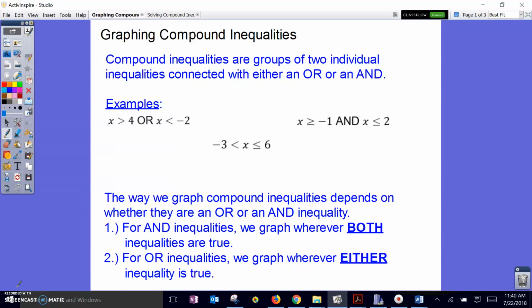Alright, in this video we're going to talk about how we graph compound inequalities. What is a compound inequality? A compound inequality is a group of two individual inequalities connected with either an "or" or an "and." We see a few examples here.